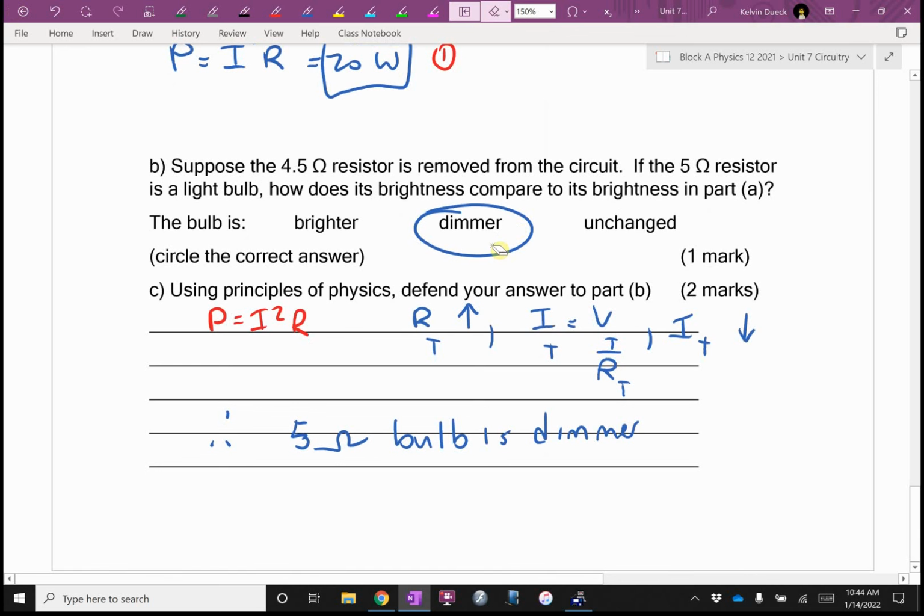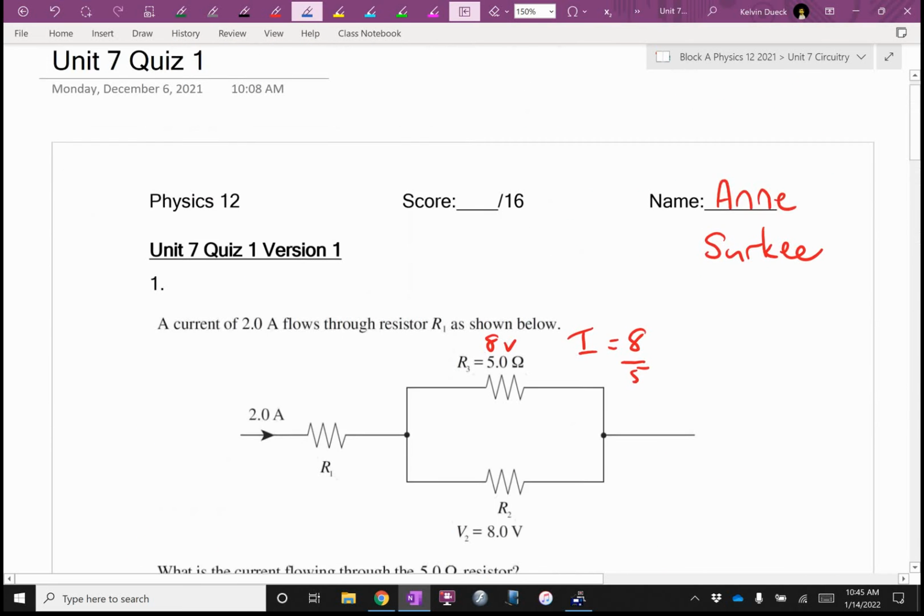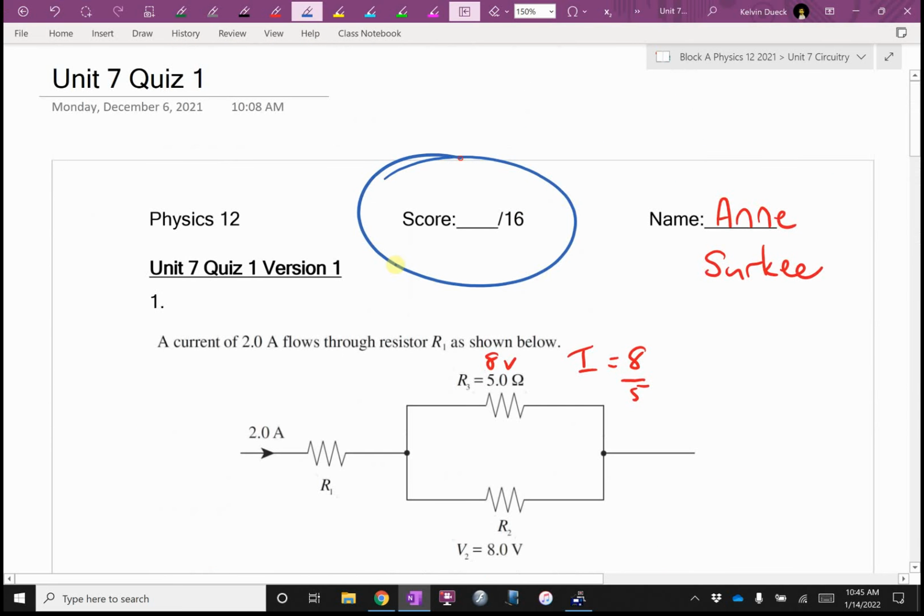1 mark for circling that. And then if somewhere you mentioned a power equation, either V times I or I squared R, I would give you 1 mark because, oh, you've clued in what we're looking at. And then I'd be looking for a good argument here. Can you give yourself a lovely score, please, out of 16?